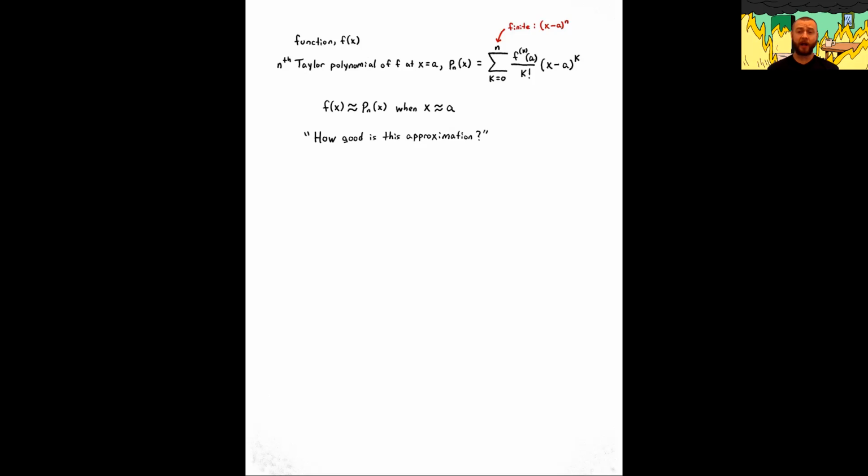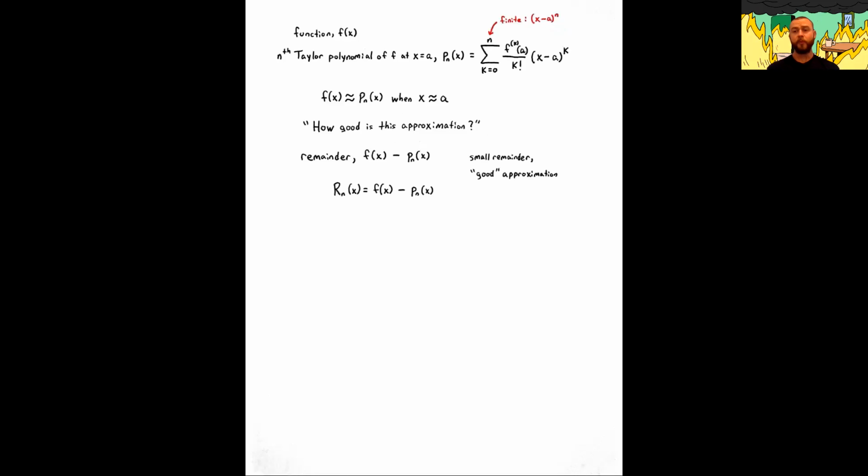Now, how do we actually quantify that? How good is this approximation? What we're going to take a look at is the difference between the true function value and the approximation value. We determine that by taking the difference between the function value and the nth Taylor polynomial function value.